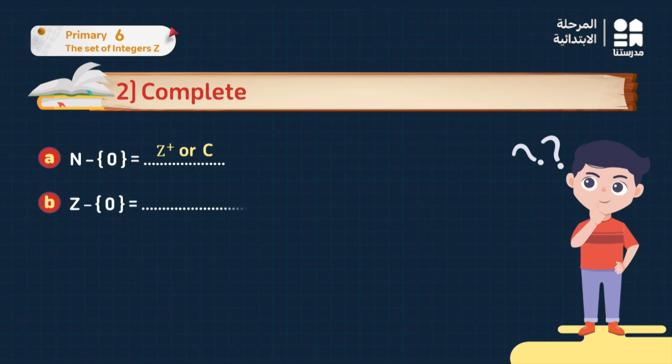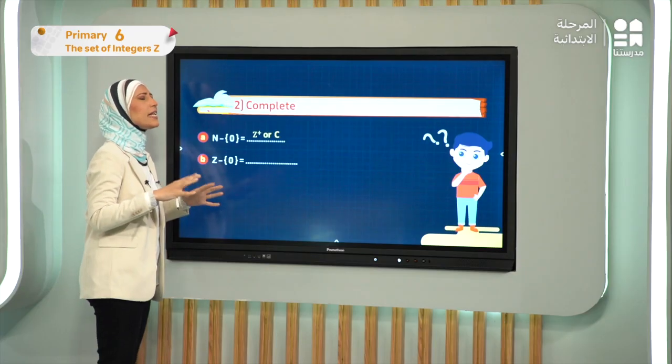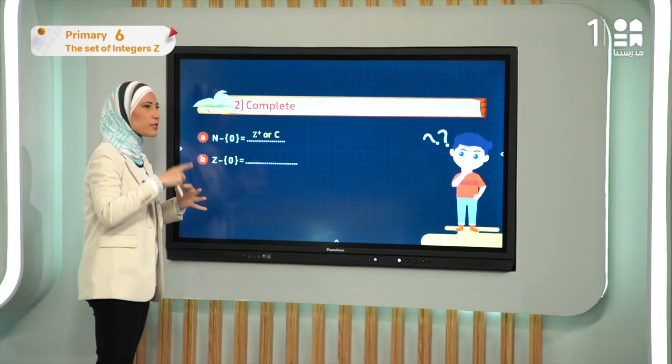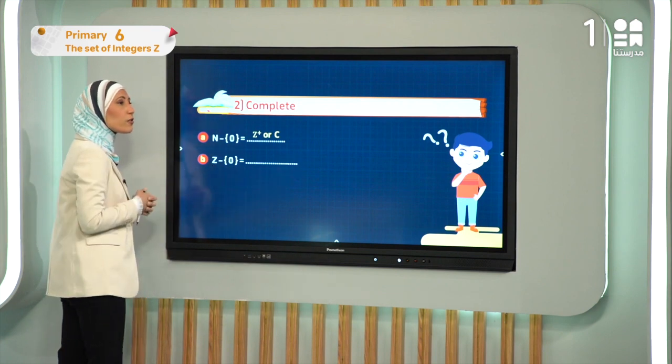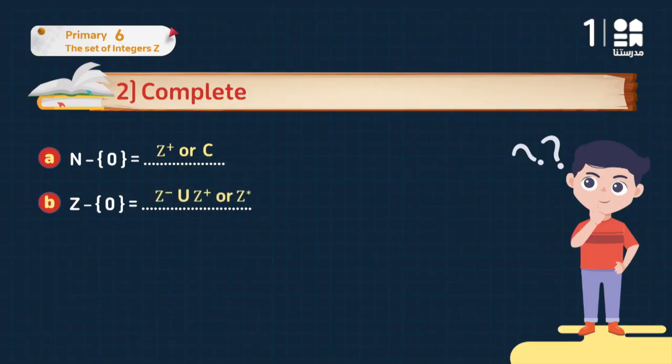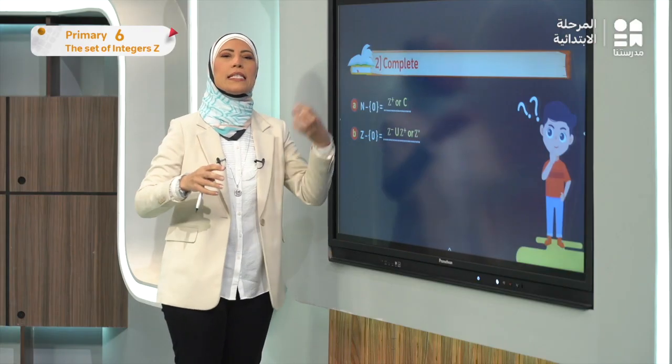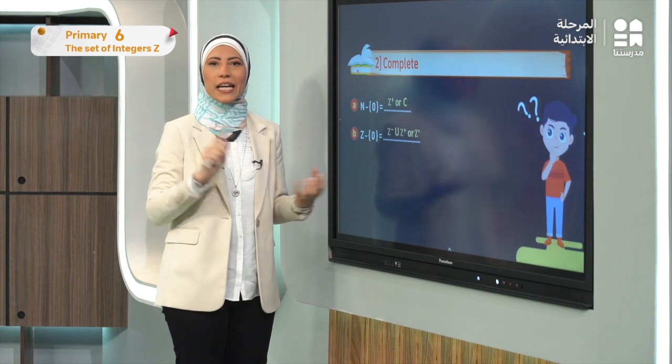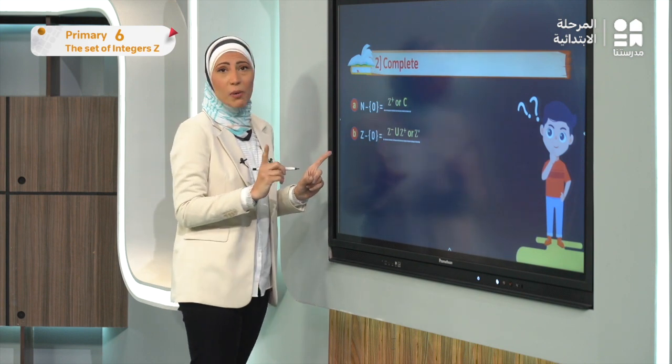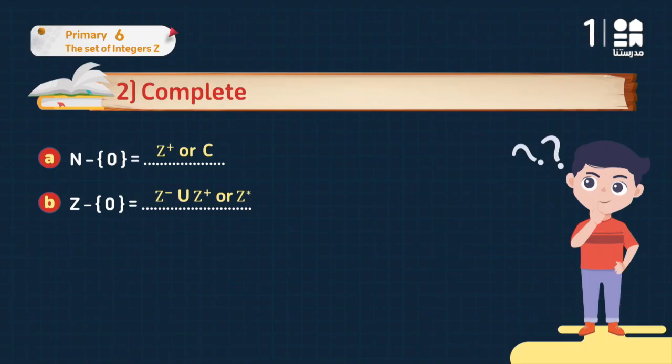Number B, I have Z. Z all represents the set of integers, the biggest set. This Z has the positive, the negative and the zero. Now if I take the 0 from it, I will have Z negative union Z positive, or Z star. Z star is Z without the 0. It's all of Z, which is Z positive and Z negative, without the zero. So we can write it in two ways. We can write it as Z negative union Z positive.